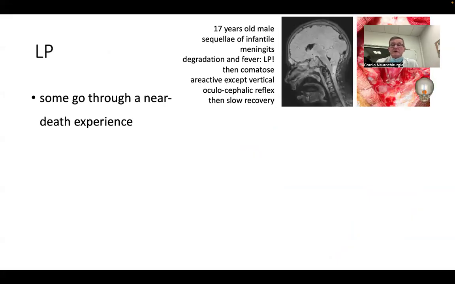Then the lumbar puncture can be an aggravating factor. I have seen a few examples. This is one almost adult who had sequelae of infantile meningitis. He had a neurological degradation and fever. He underwent a lumbar puncture. Then he became erect, except for vertical oculocephalic reflex. I operated on him in emergency, and he hopefully recovered slowly.